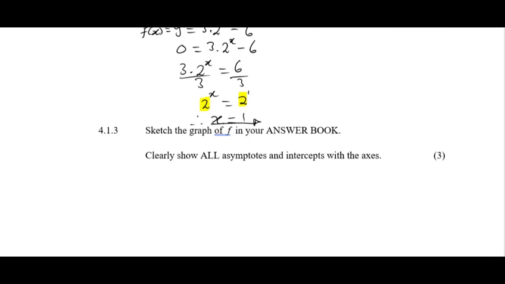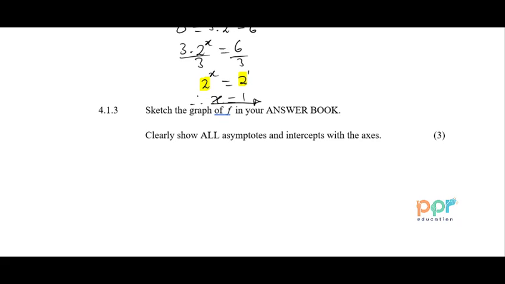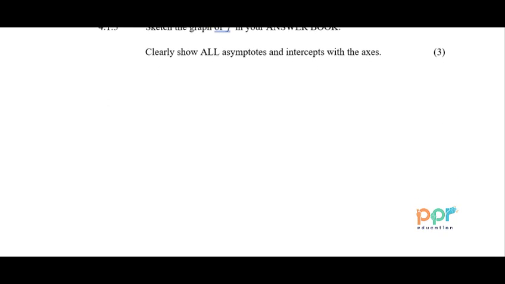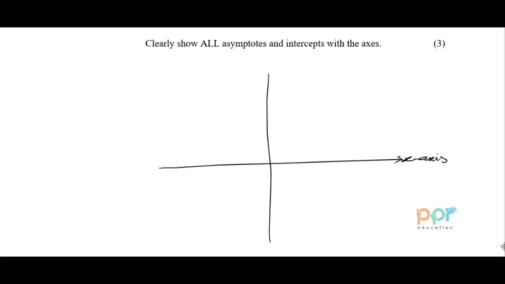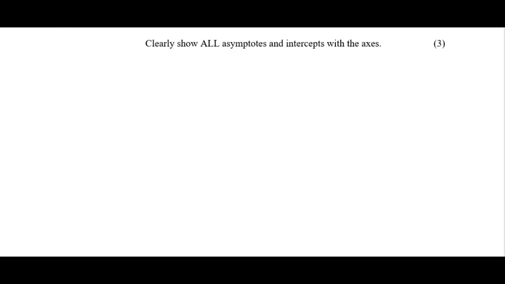Then the next question says we are required to sketch the graph of f in the answer book. Now we don't have an answer book. We are required to clearly show all the asymptotes and the intercepts with the axes. So I'll just draw a rough sketch of the graph of f. This will be the y-axis and this will be your x-axis.